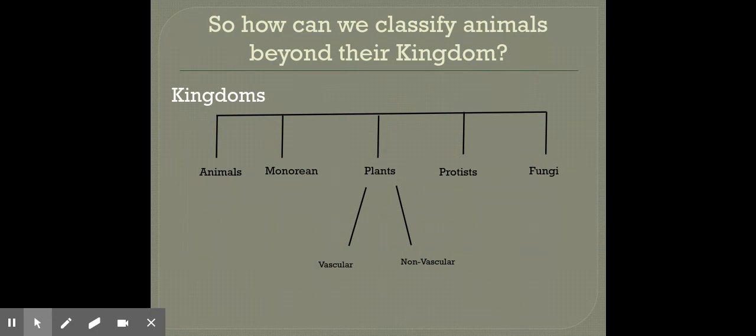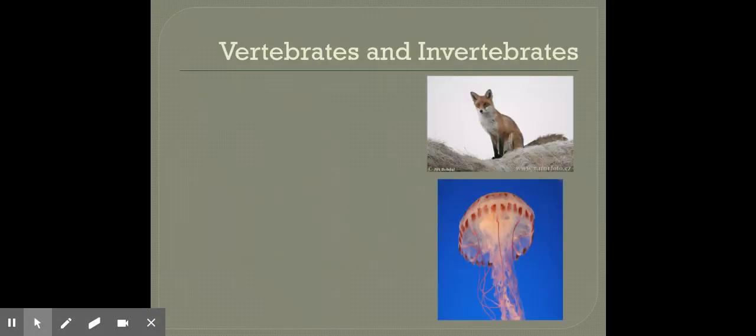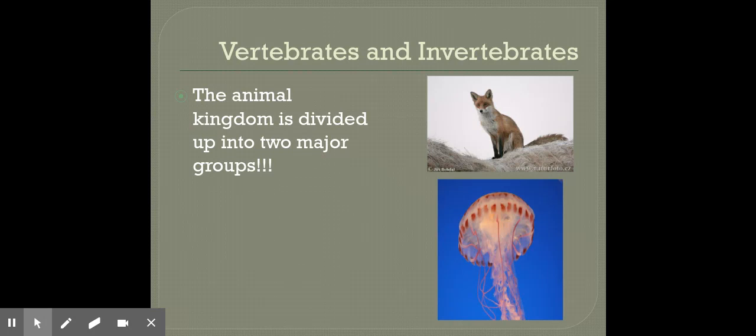So, yesterday we classified plants as vascular and non-vascular. How can we classify animals further than animals? We have vertebrates and invertebrates. So, let's talk a little bit about what that means. The animal kingdom is divided up into two major groups: vertebrates, like that fox, and invertebrates, like that jellyfish.